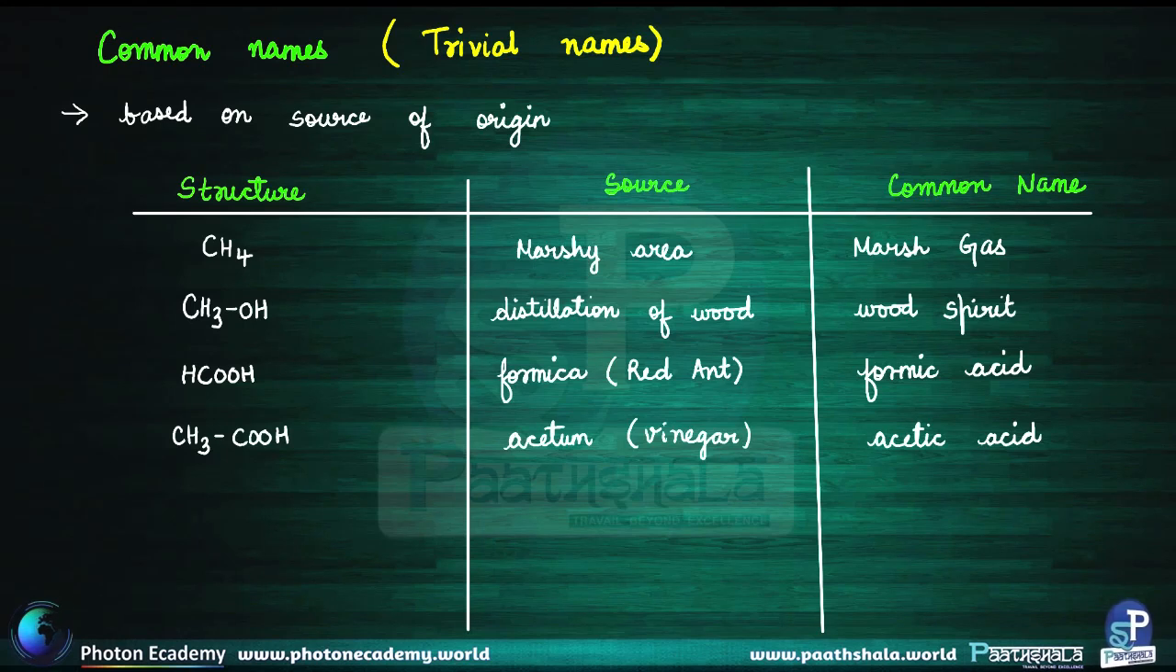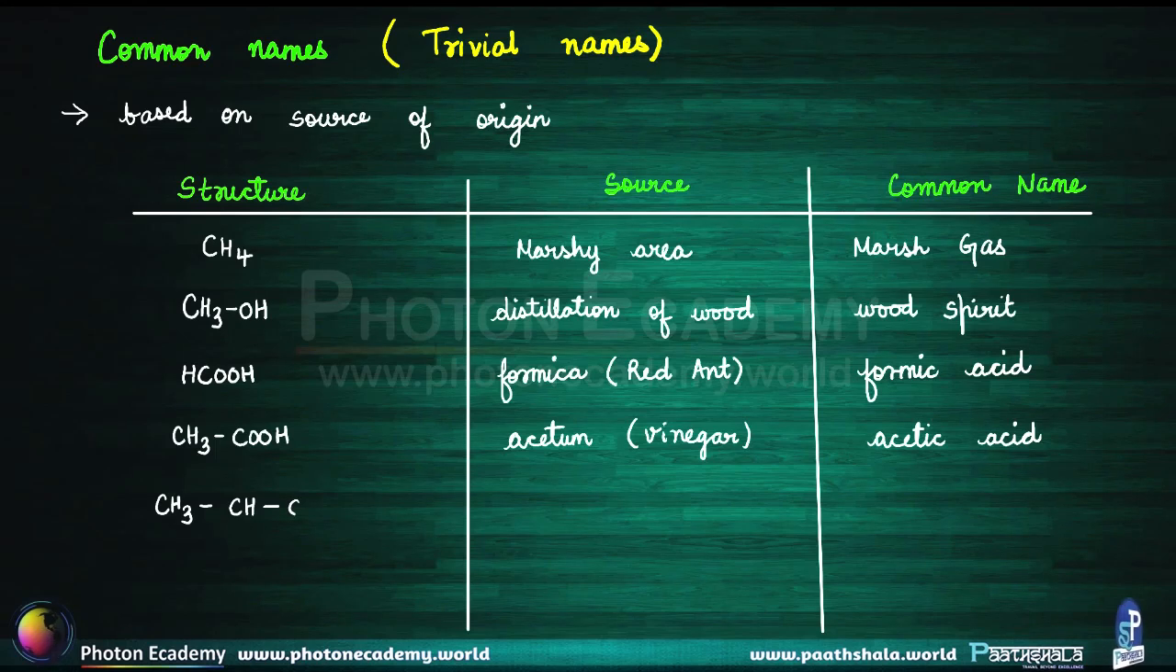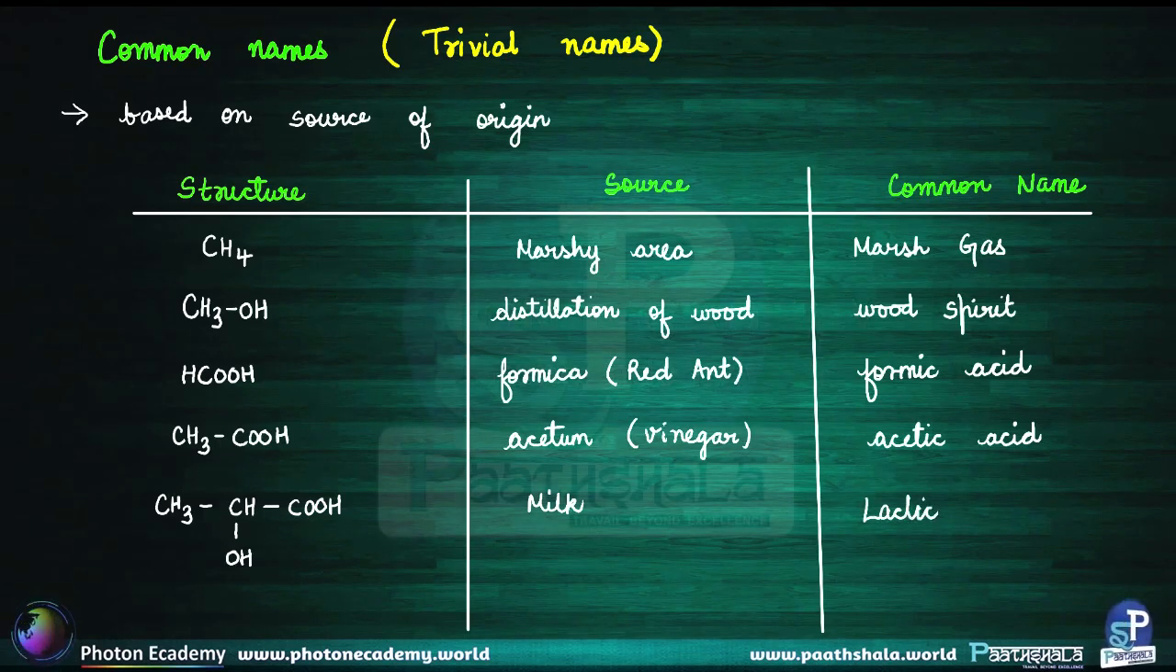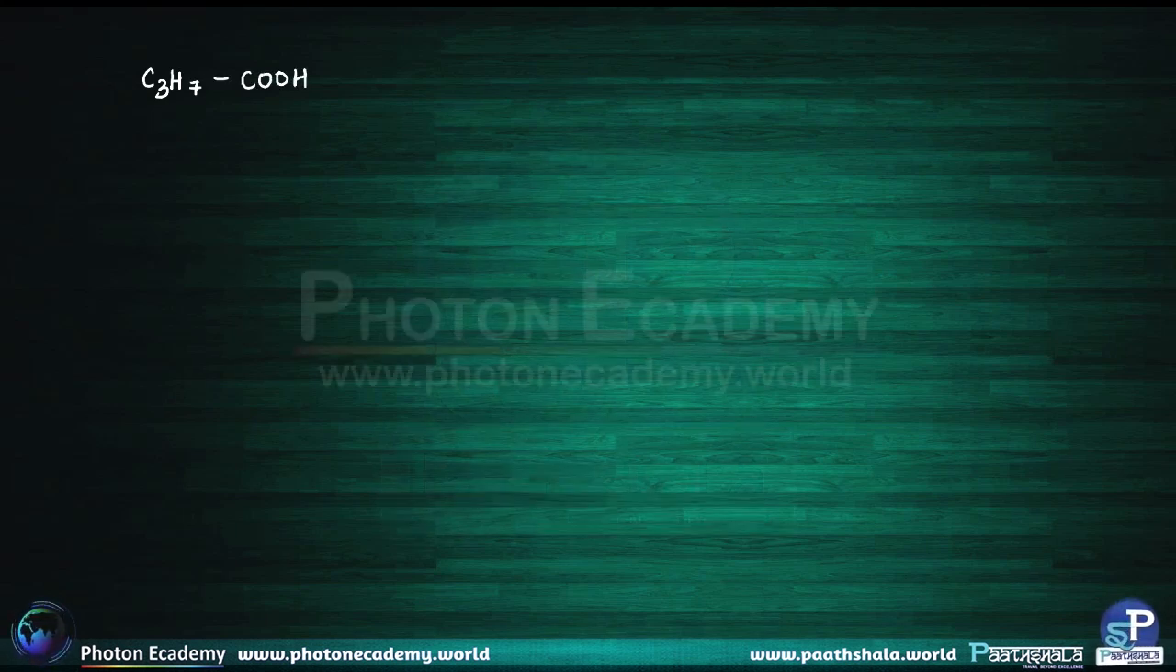Next, if we have CH3CH(OH)COOH, a side chain with OH, then the source is milk and the common name is lactic acid. Milk being lactose. If the structure is C3H7COOH, then the source is butter and the common name thus becomes butyric acid.